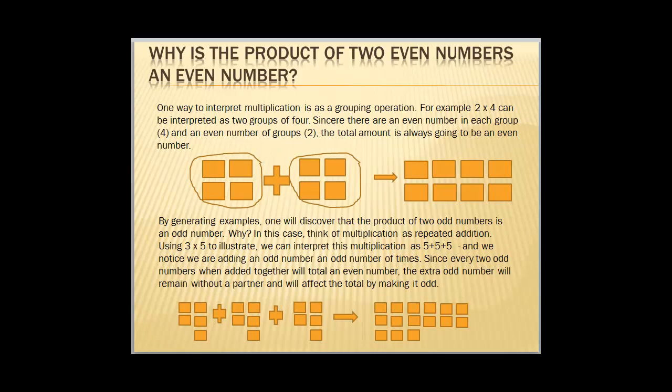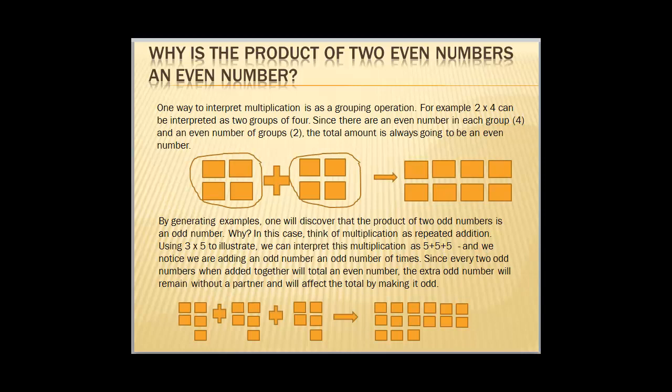Okay, so then why is the product of two even numbers an even number? Well, one way to interpret multiplication is as a grouping operation. So for example, 2 times 4 can be interpreted as two groups of 4, right? So there's two groups of 4 here. Since there's an even number in each group, 4 is an even number, then the total amount is always going to be an even number, because see, they're always going to have a pair. There aren't any leftovers here. Each of these has a pair.